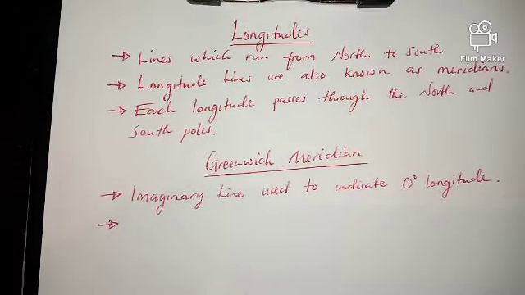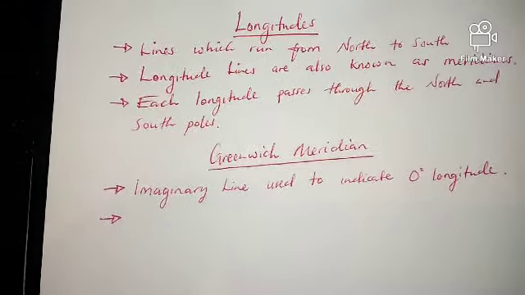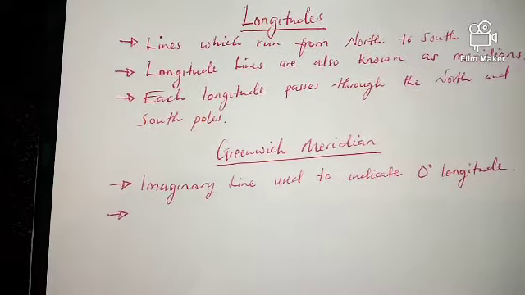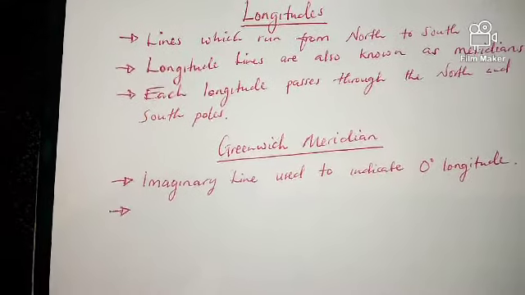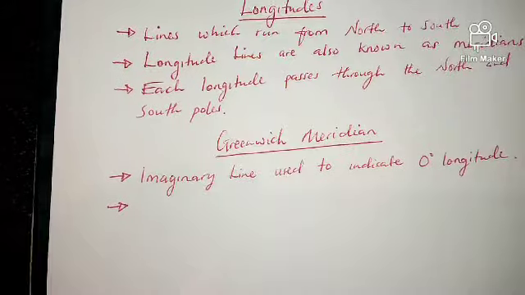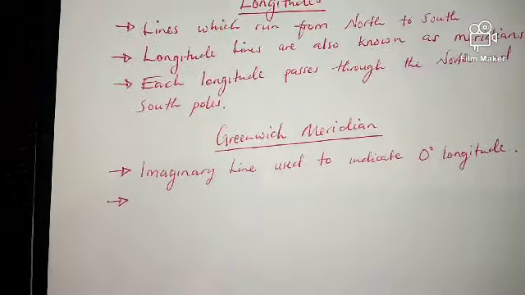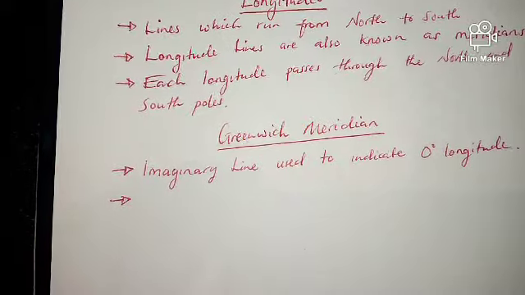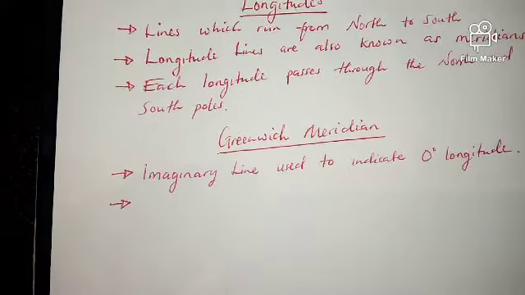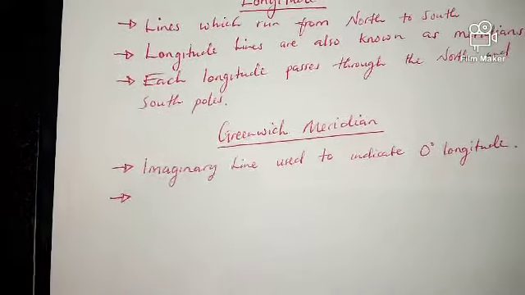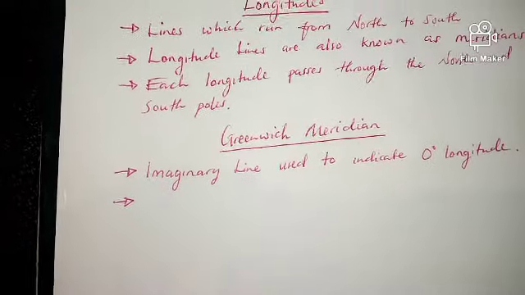The Greenwich meridian is similar to the equator. It has 0 degrees and also divides the Earth into 2 equal halves known as hemispheres. One is called the East Hemisphere, the other the West Hemisphere.